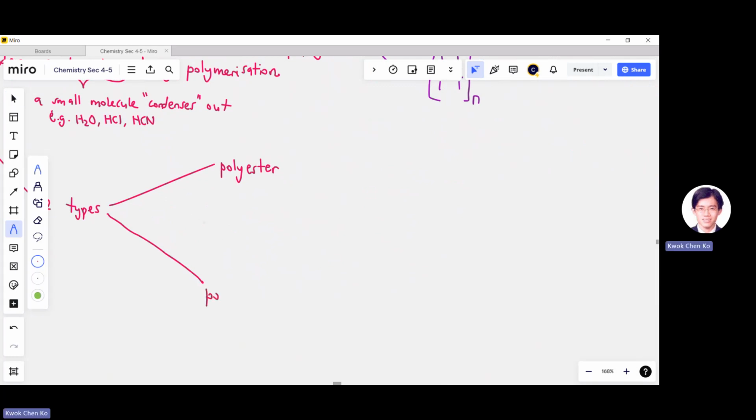Second type is called polyamide. Amide. Okay, very simple. Polyester example. You need to know this, unfortunately. This is a product. The trade name of the product, Terylene. Unfortunately, you have to remember it.